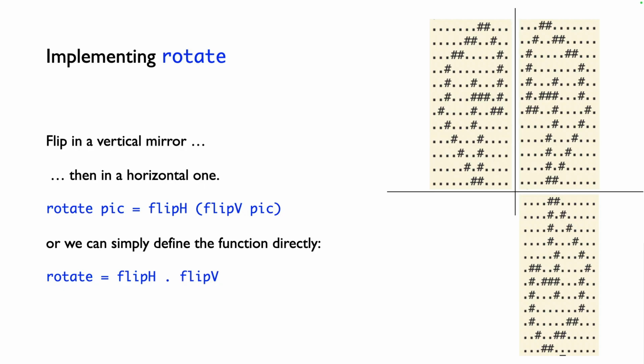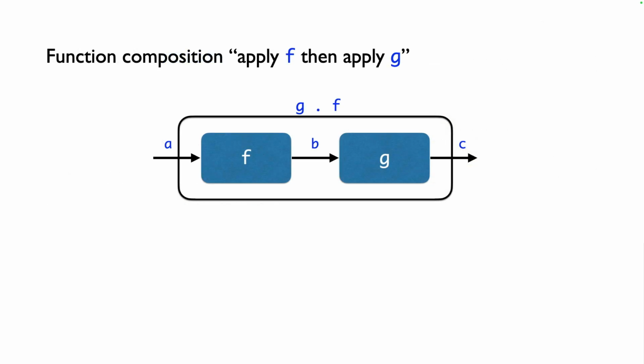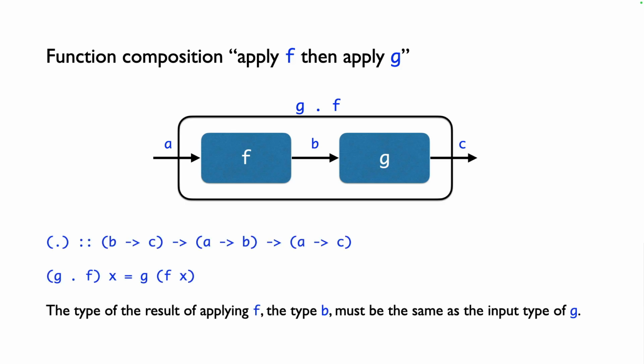Let's talk about that dot operation. G dot F is apply F, then apply G. So you see it here as a flow diagram. We have values flow into F, and then they flow out from F into G, and then we get an output. And so you see that requires us to make the output of F have the same type as the input of G. And that you can see in the type that I have given to dot.